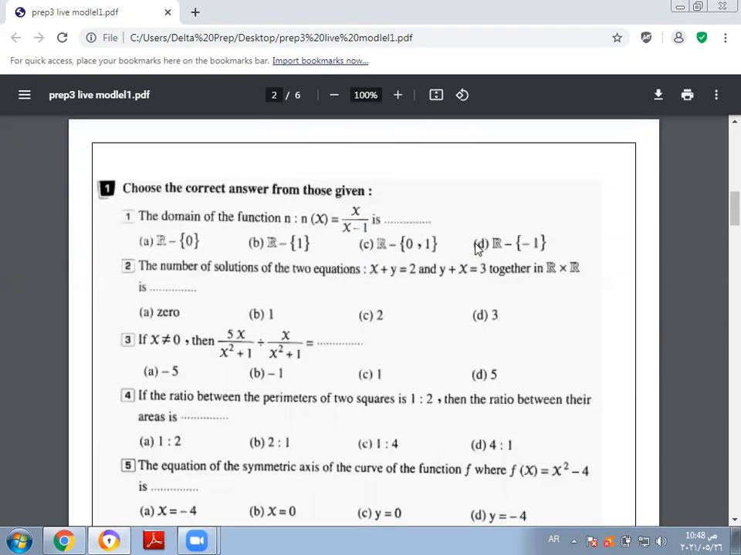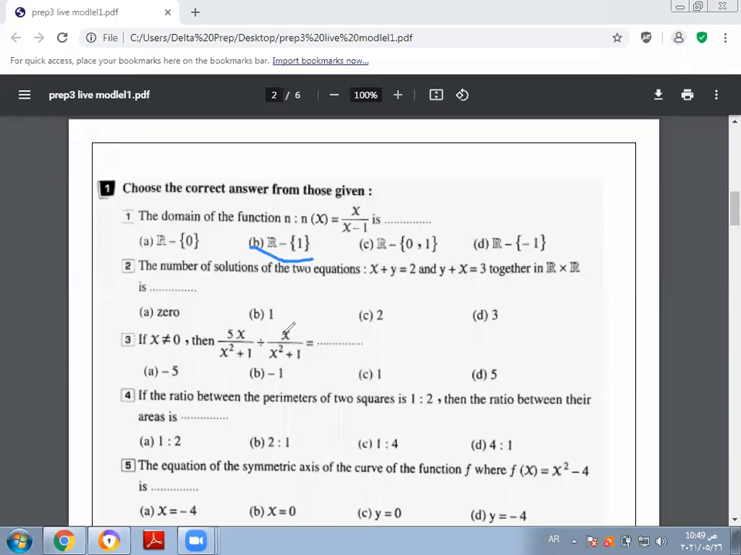The first, number 1, the domain of function n(x) equal x over x minus 1. We know that the domain is R different the set of zeros of the denominator. So in this question number 1, here the domain is R different set 1. R different set 1, so the correct answer is B. We choose this question. This is the answer.